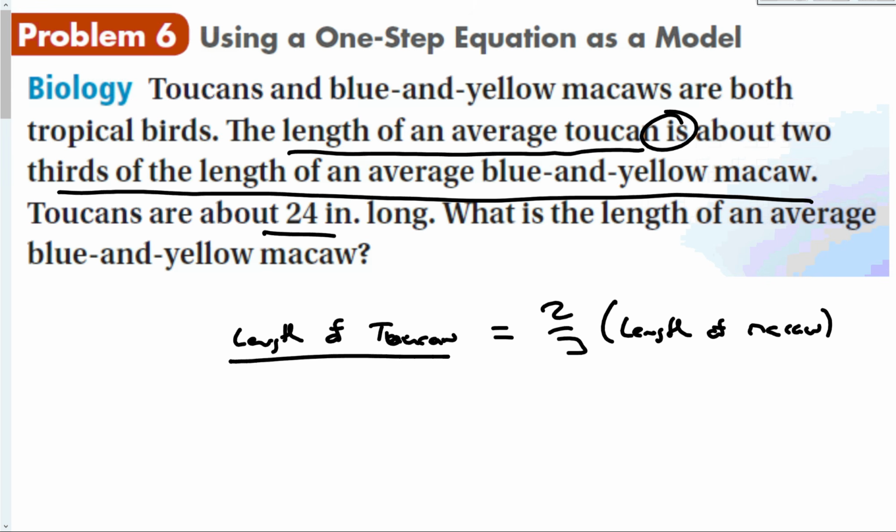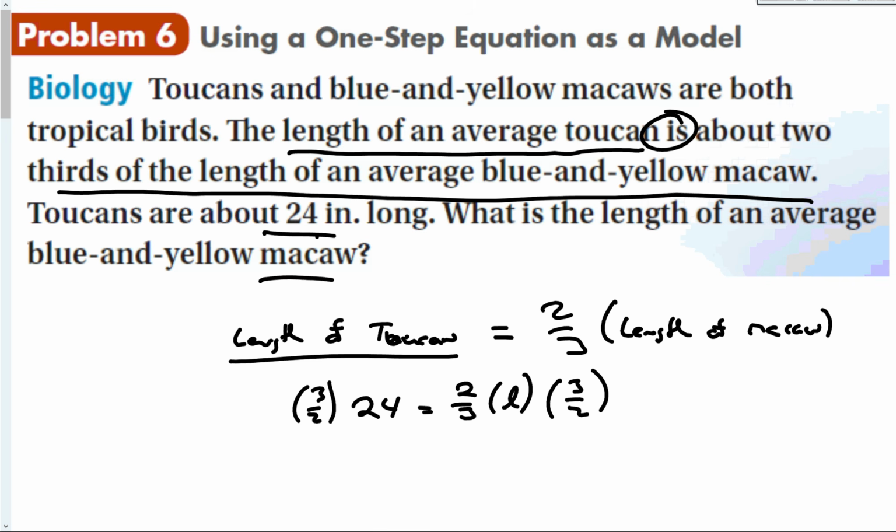And I know the length of the toucan. It's 24. So I can say that 24 is equal to 2/3 times the length of the macaw. So if I want to find the length of the macaw, which is what this question is asking, I can do just what I did before and multiply both sides by the reciprocal 3/2, right? Which turns into 36 is equal to the length. So the length of the macaw is 36 inches.